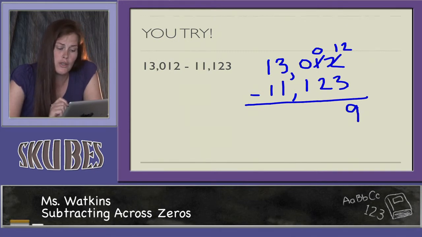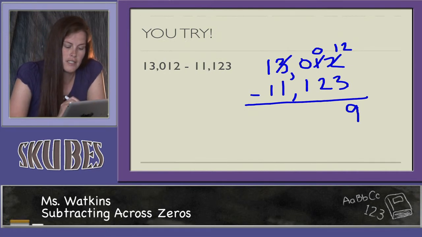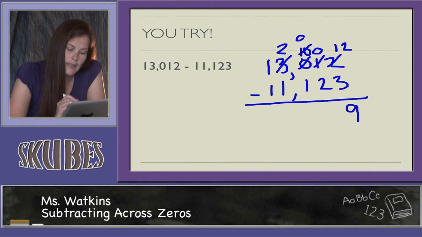Now 0 minus 2, that requires me to borrow. So I'll come over to my hundreds place. I can't take anything from there, so I come over to my thousands place. The 3 becomes a 2, which makes this 0 now a 10. So now I can borrow from it. This 10 becomes a 9, and this 0 becomes a 10.